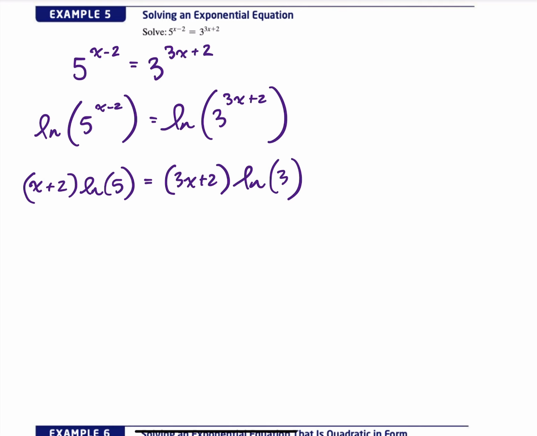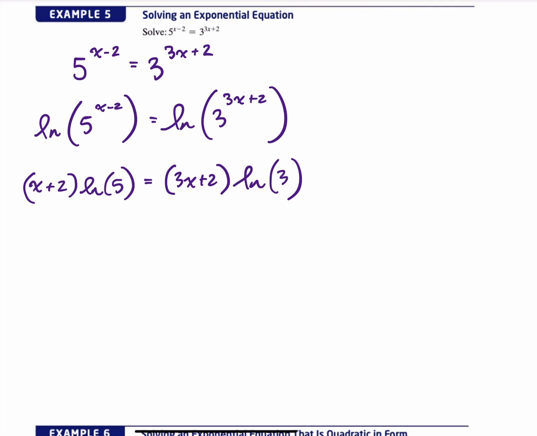But what can we do? How can we solve this? Well, imagine that this is just some number, like a and b. It's just some other number. What would you do? You would distribute that through and then try to clean everything up and solve for x.